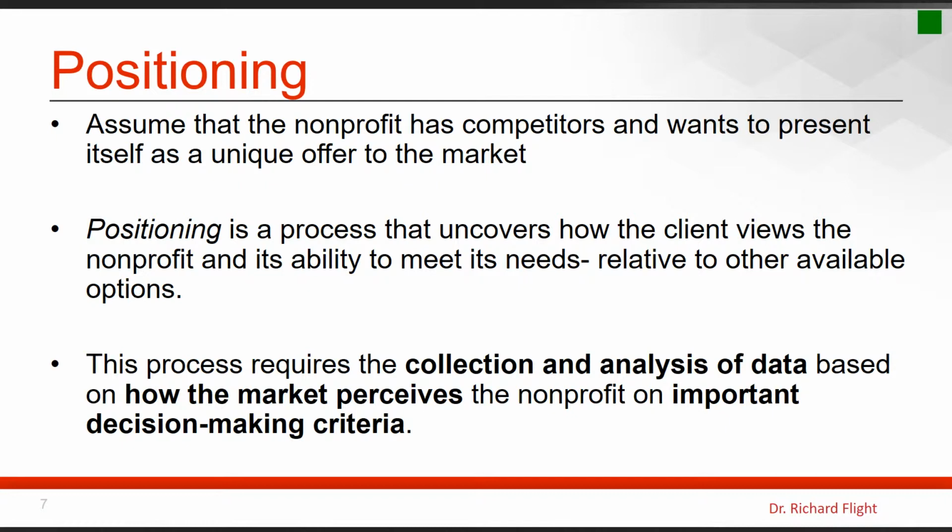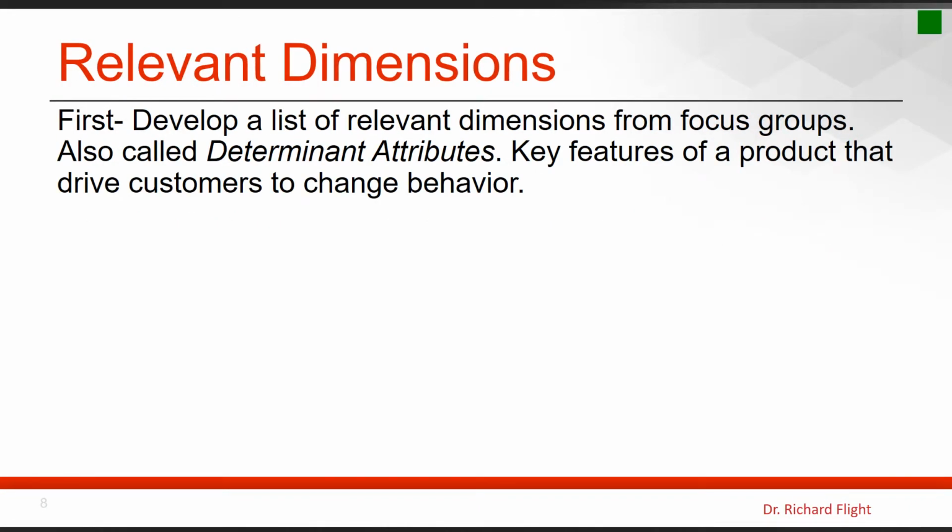So this process requires us to collect and analyze data based on how the market or the client perceives us as a nonprofit. And we want to think about this in terms of the criteria that are important to the client. So first, we need to develop a list of relevant dimensions from focus groups. Now, we typically call these determinant attributes, but what we want to do is ask clients what's important to them when they think about solving the need that they have that needs to be solved.